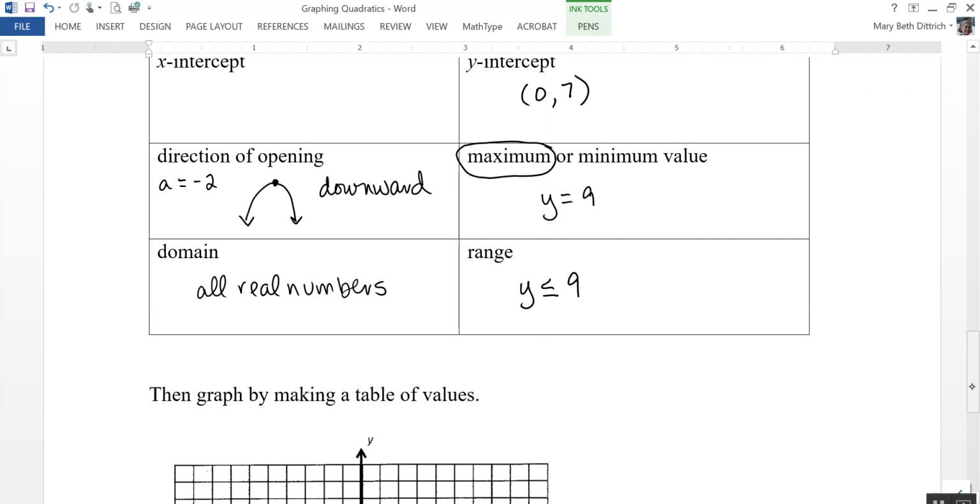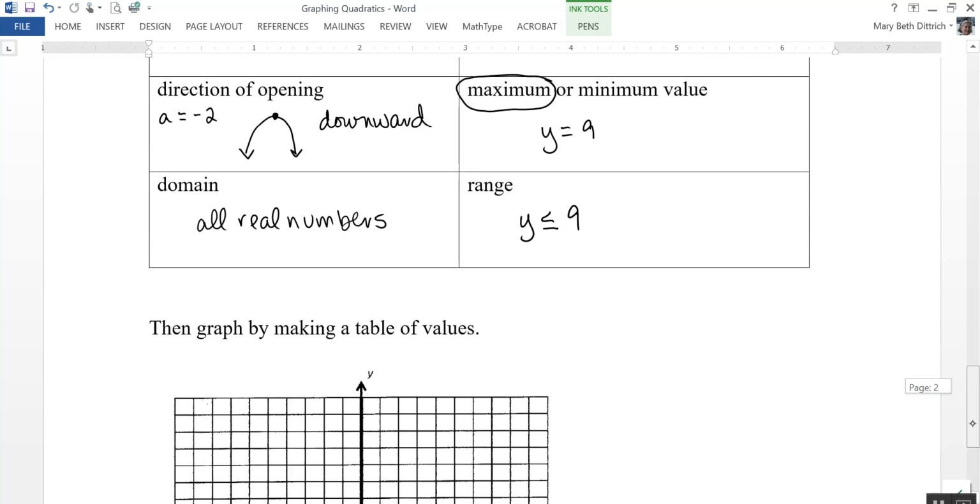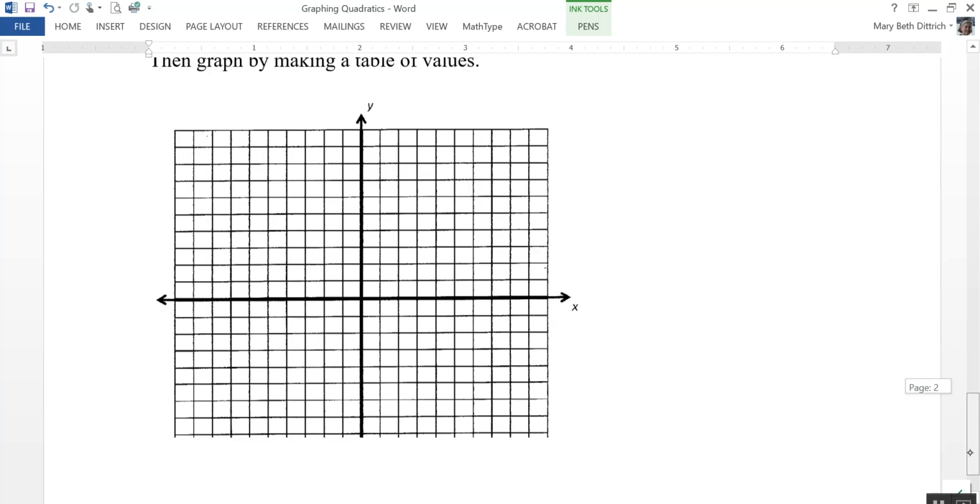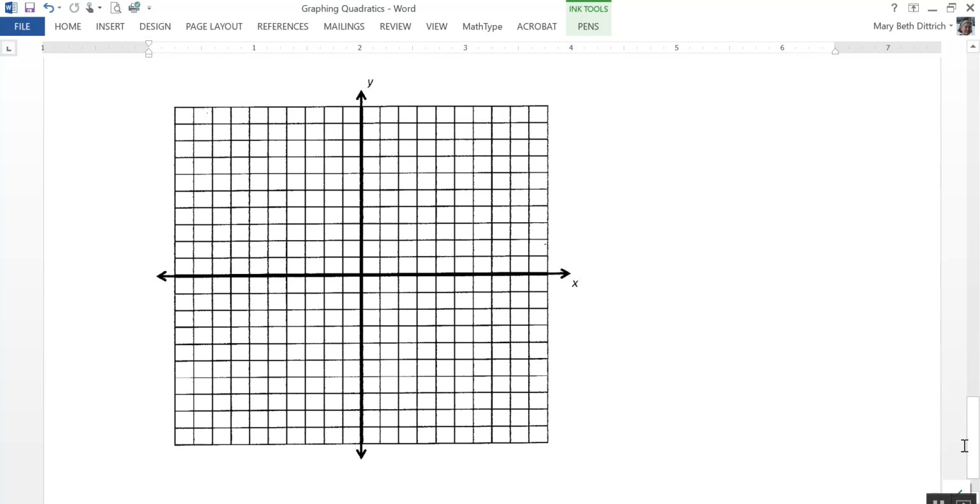Now let's graph this, and we'll come back to the x-intercepts in just a minute, but let's graph this by making a table of values. So I'd like a little XY table here. And I am going to take the value of my vertex and put that in the middle of the table. So that's the point 1, 9.